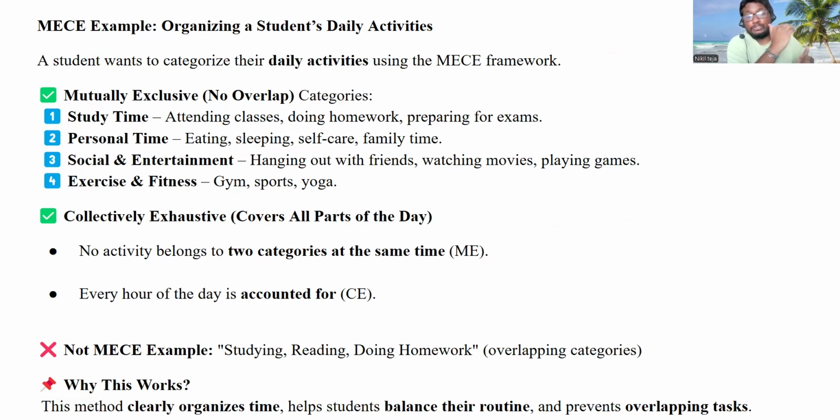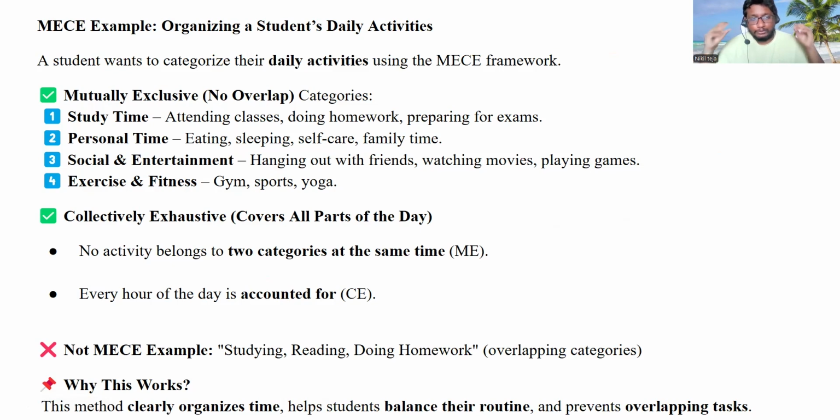So study time is not overlapping with personal time. Personal time is not overlapping with social time. Social time is not overlapping with exercises and fitness, right? So these four are distinct from each other. So they are mutually exclusive, but they are collectively exhaustive. They are collectively exhaustive because they are covering all parts of the day, right?